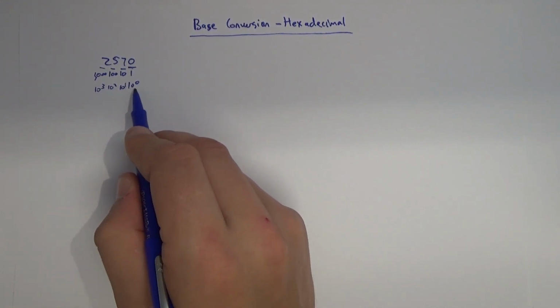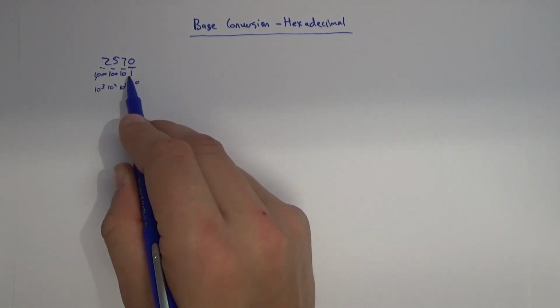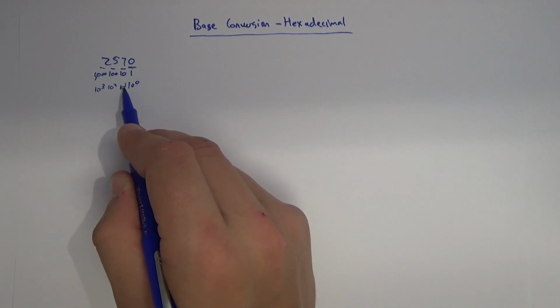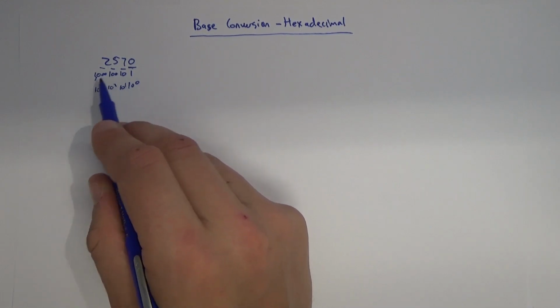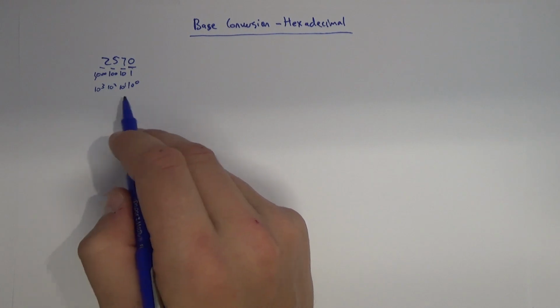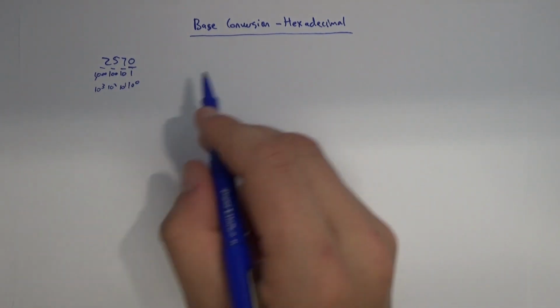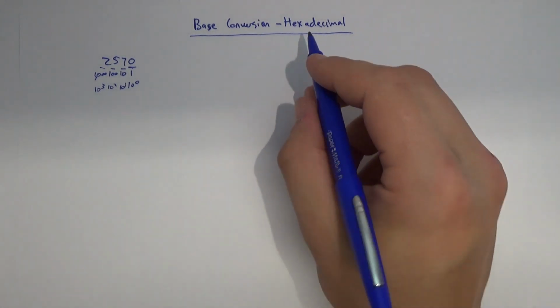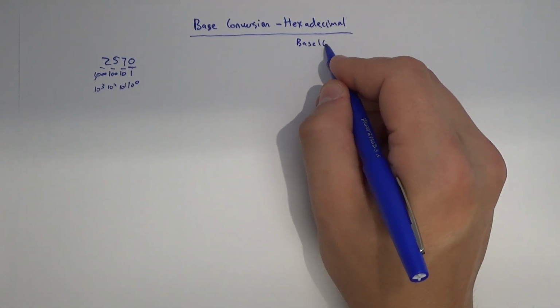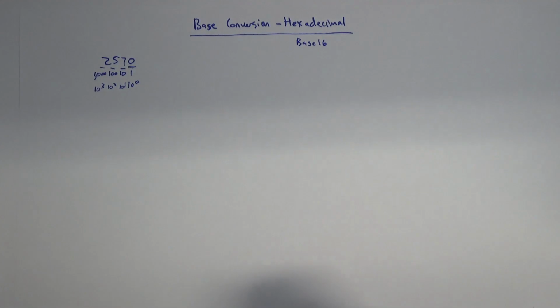Each of those exponents, 10 to the 0, anything to the 0 power is 1. 10 to the first power is 10, 10 squared is 100, 10 cubed is 1000. Base 10 uses 10 as the base of the exponent. Hexadecimal, or base 16, uses 16 as its base.